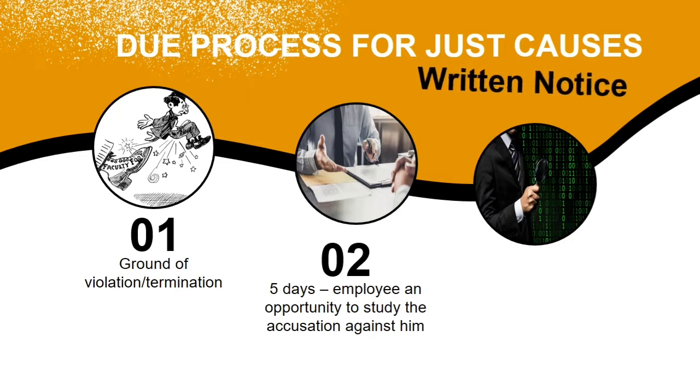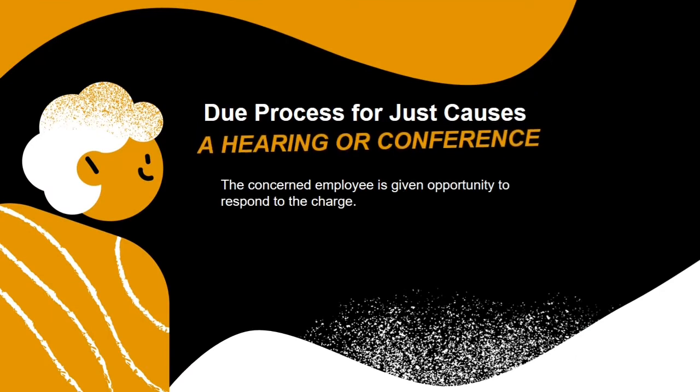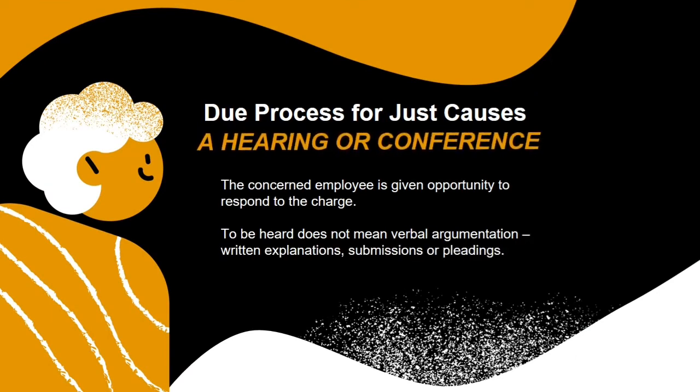And of course, for him to gather data or to consult the union if they have one, or a lawyer as the case may be. And the second step is the observance of the ample opportunity to explain by the employee. Then, of course, the hearing or the conference. This is where the concerned employee is given the opportunity to respond to the charge or charges against him. So he will present his evidence to rebut the evidence presented or charged against him.